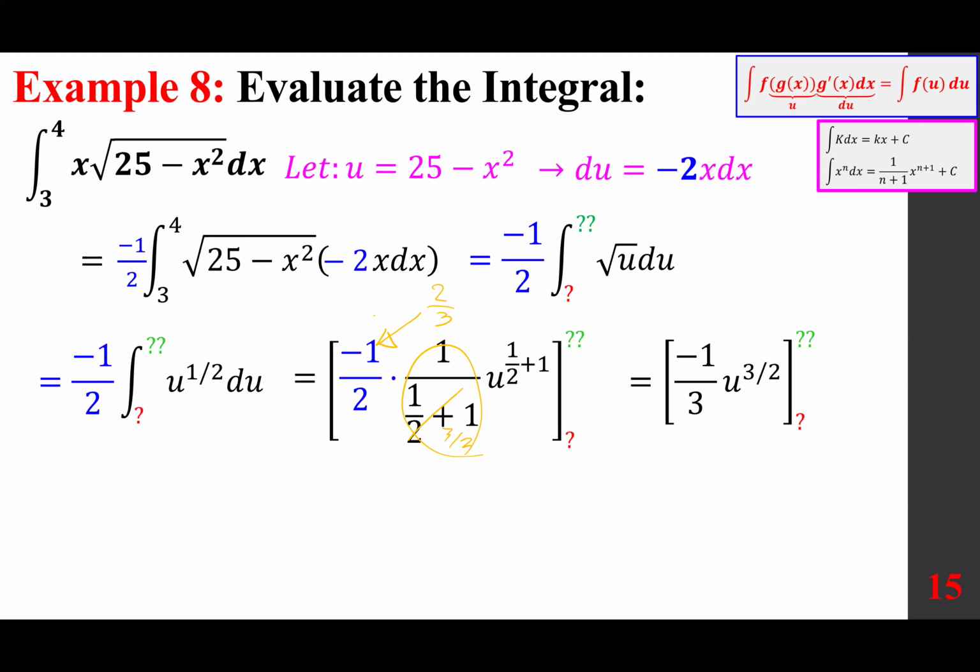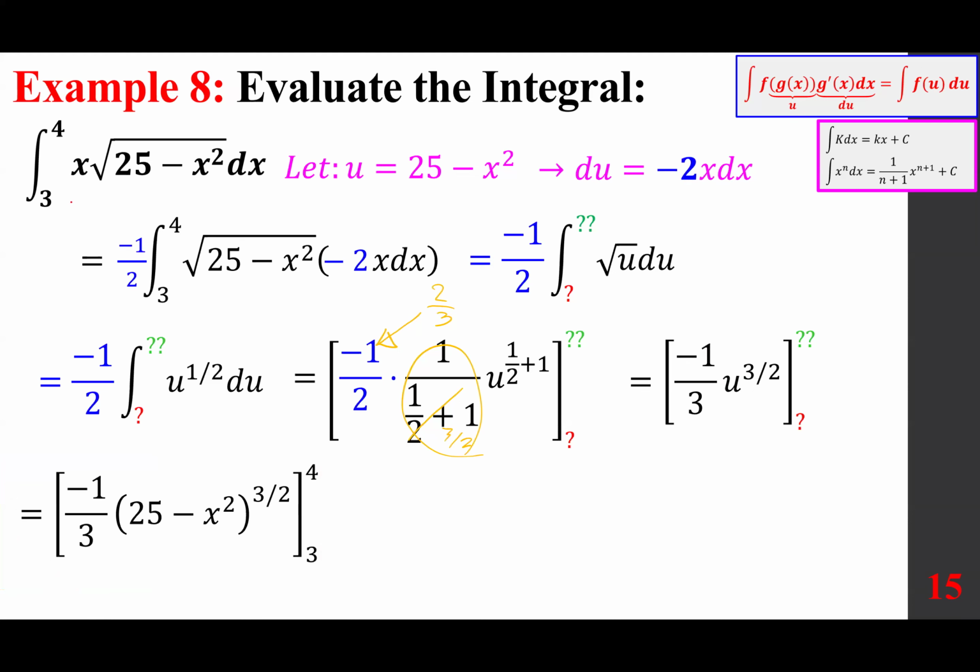And now I can go back to the original variable and original limit. So I'm going to change the u to 25 minus x squared, and I can use 3 to 4. And you can do the math, and you're done. However, I like to find the new limits as well. And this is an example where using the new limits actually is easier. So how do we use the new limits?